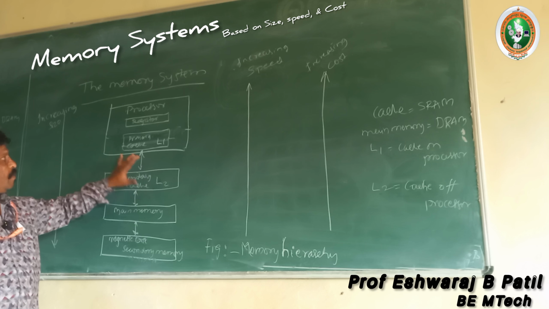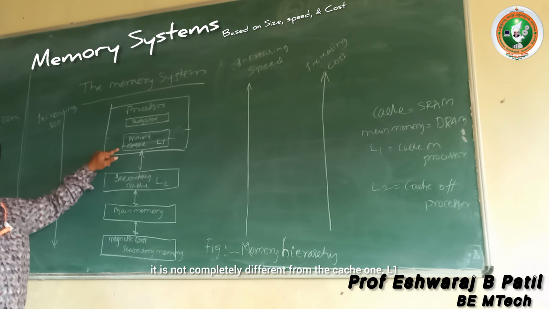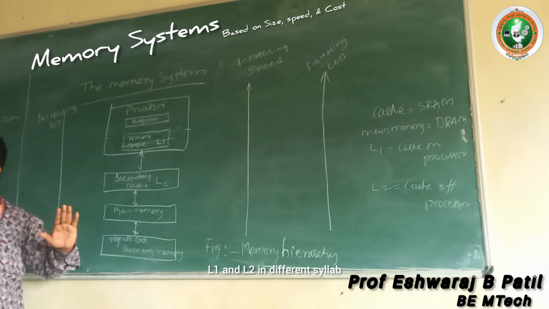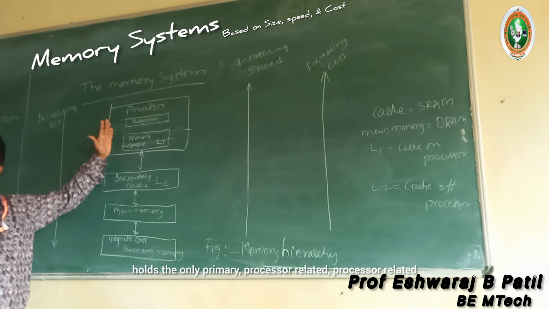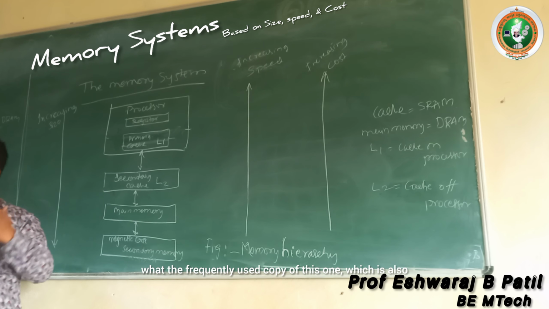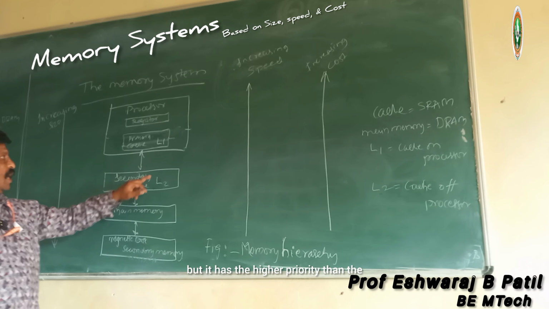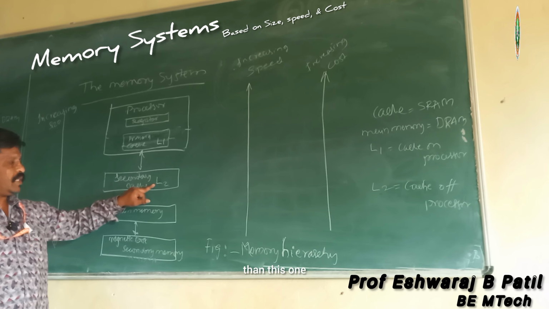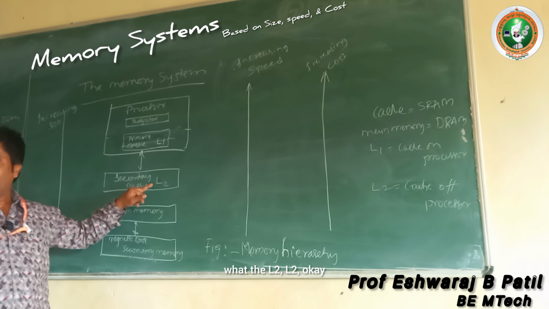It is not completely different from the L1 cache. L1 and L2 have no real difference, but L1 holds only what is related to the primary processor. The secondary cache holds the frequently used copies as well, but L1 has higher priority and higher speed compared to L2.